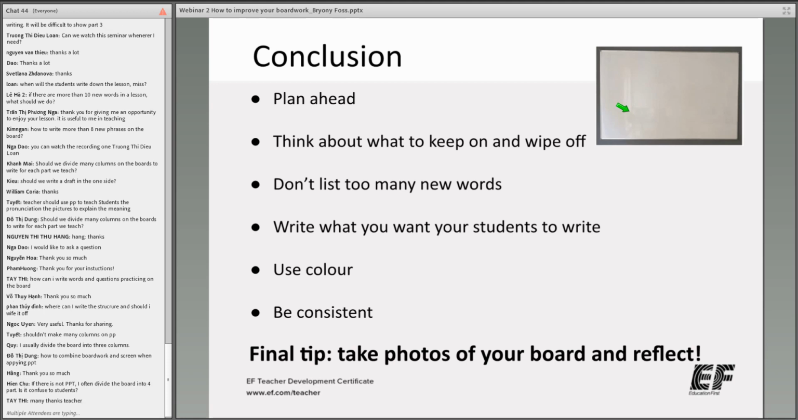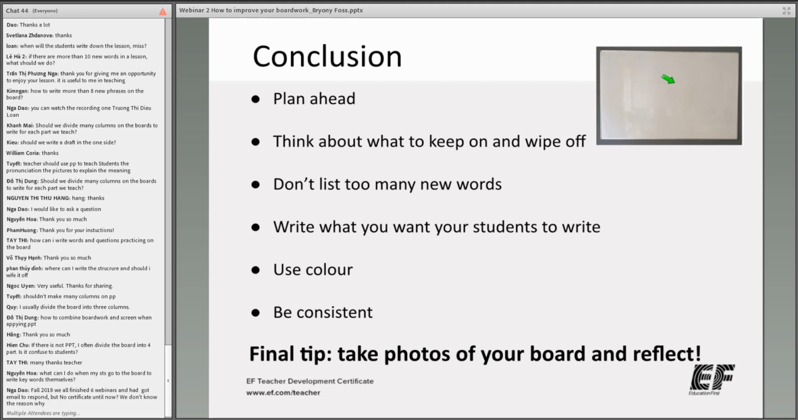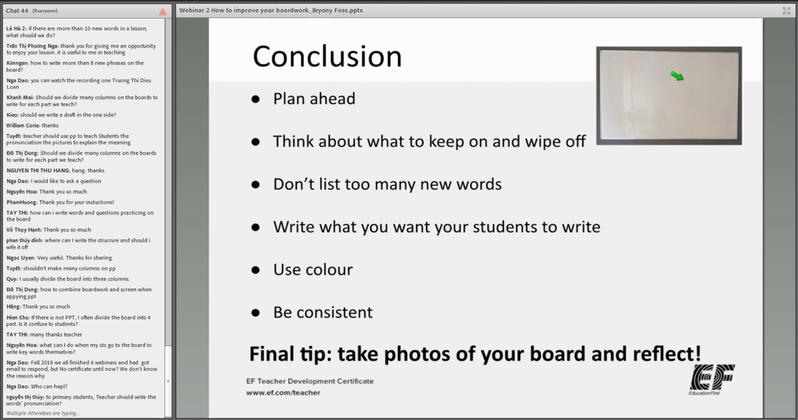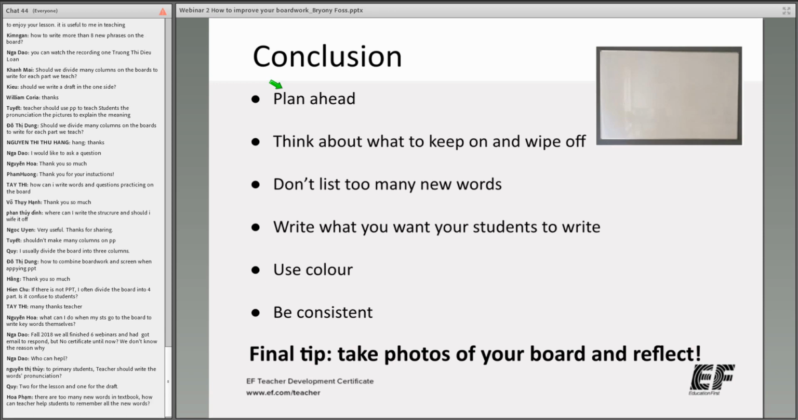Where can I write the structure and when should I wipe it off? Write the structures here in the middle. If it's something you want to keep for the class to use in later stages, you can write it at the top or closer to the top so that it stays there. When you wipe off other things below it, at the next stage, you still have the structure at the top here. So that would be very important in your plan to write that you want to keep the structure on the board. So where is the best place for that to be?